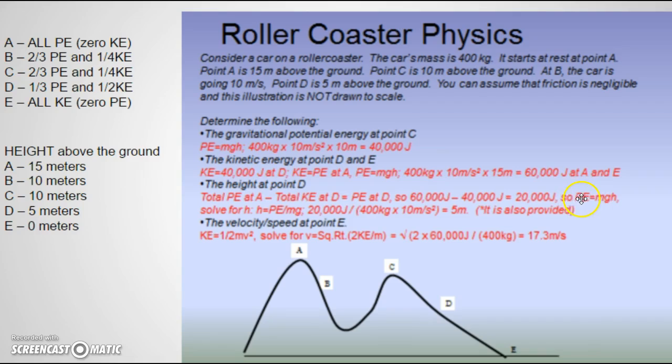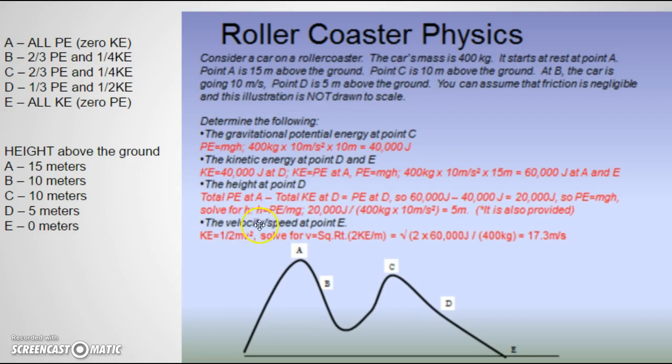So the potential energy is equal to m times g times h. If I isolate h, h is equal to the potential energy of 20,000 joules divided by mass times gravity, which is 400 kilograms times 10 meters per second squared. And I can solve that as 5 meters. But it's also provided in the problem. So we can do it mathematically, or you can just read really well and not have to go through all that. But I do think it's important for you to know how to solve the problems.